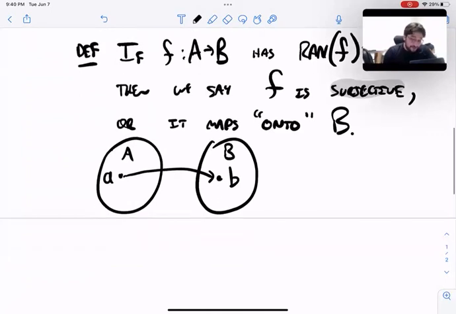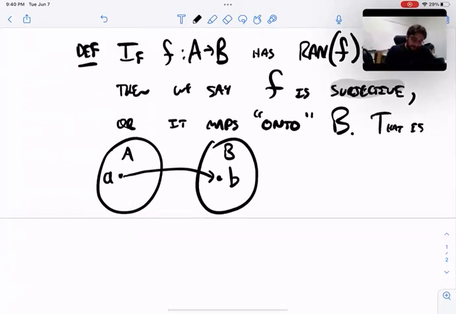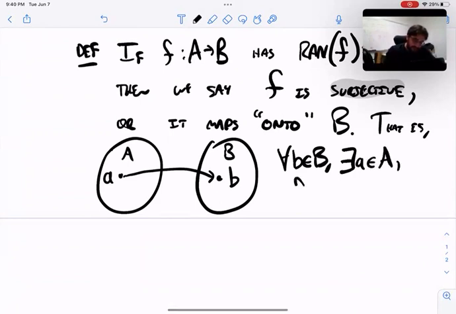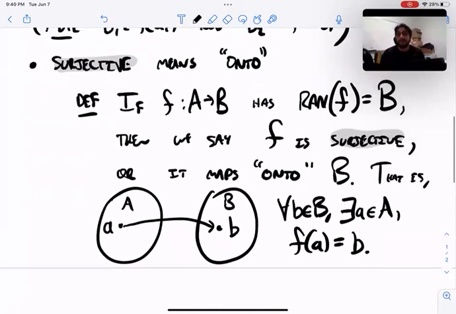So another way you could say that, if you want to express this in quantifiers, is: for all little b in B, there exists a little a in A such that f of a equals b. This is a perfectly good way to express this idea that the range of f equals B.